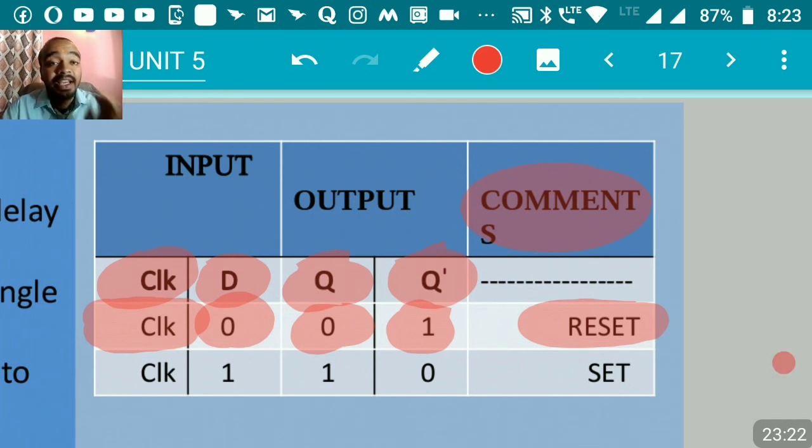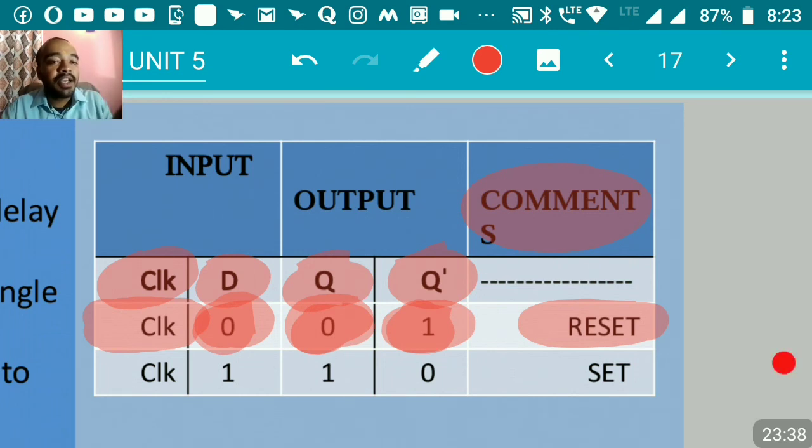So that is why you people have to remember, once I apply the 0 input at the D input, Q is going to be equal to 0, Q bar is going to be equal to 1, and the flip-flop is going to get into the reset state, but after applying the clock pulse. That you have to write.